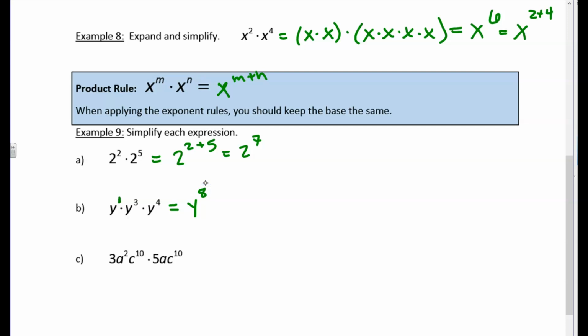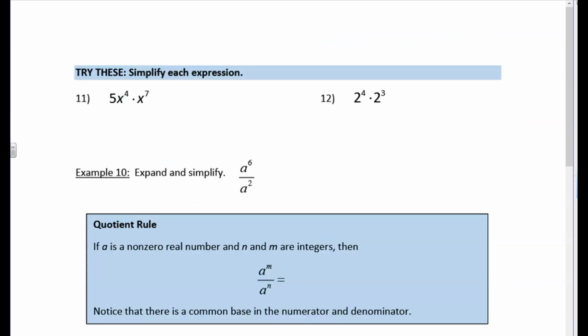Now, when you have coefficients, we still multiply our coefficients together. 3 times 5 is 15. And then we add our exponents. a squared times a gets me a to the 3rd. c to the 10th times c to the 10th is c to the 20th. So I want you guys to try these 2 questions now.